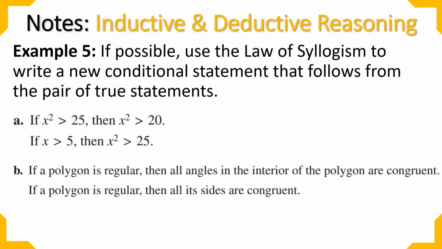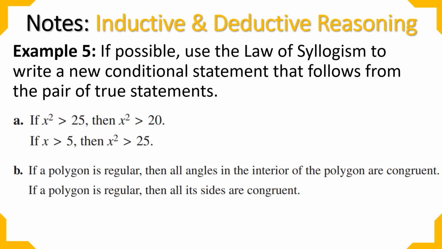All right, example 5. If possible, use the law of syllogism to write a new conditional statement that follows from the pair of true statements. Now, once again, the law of syllogism takes two independent conditional statements and combines them together because one statement's conclusion is the other statement's hypothesis. So if A, then B, if B, then C, therefore if A, then C.